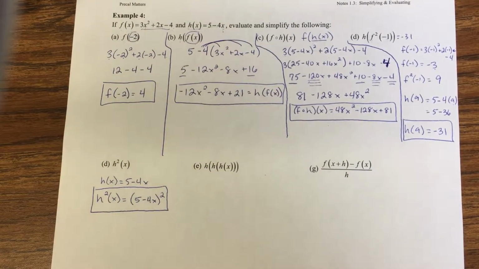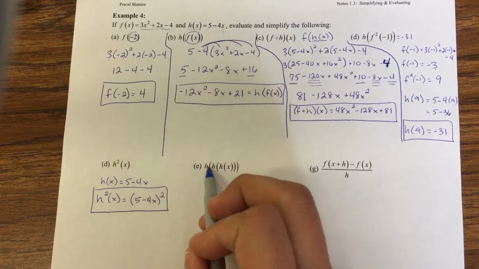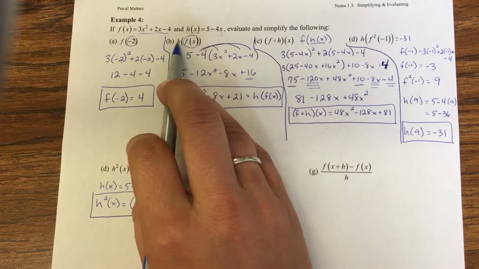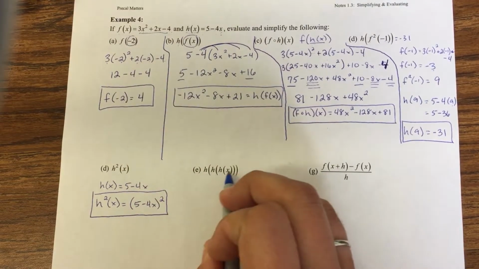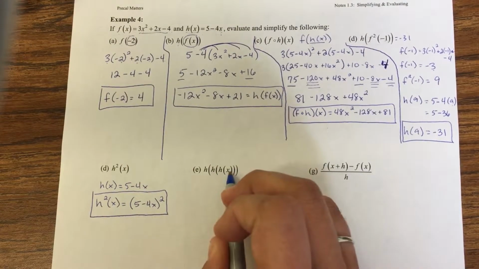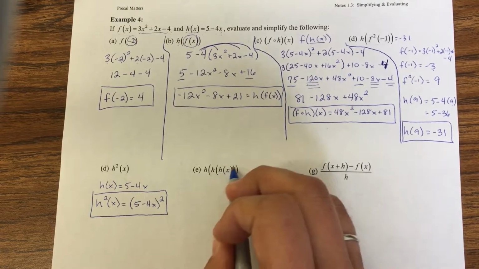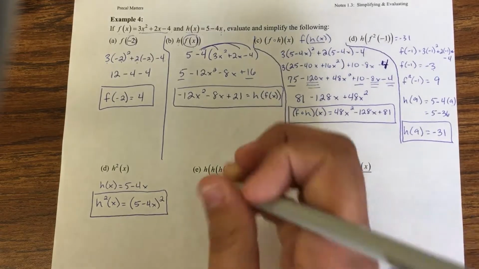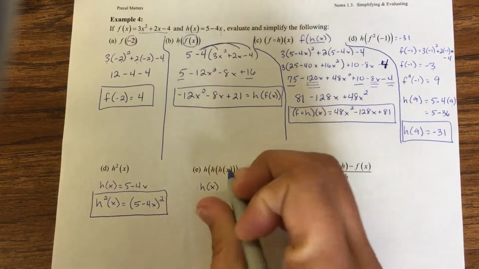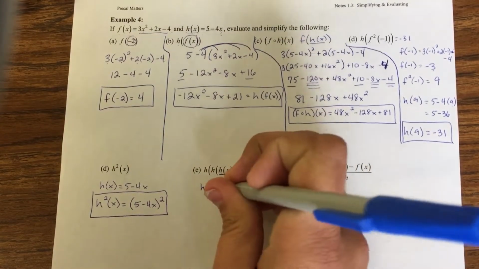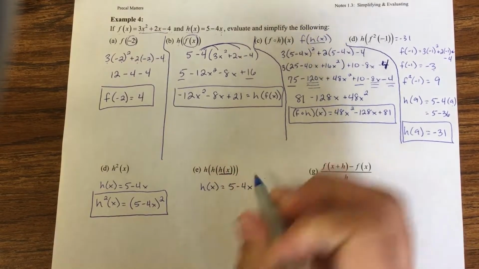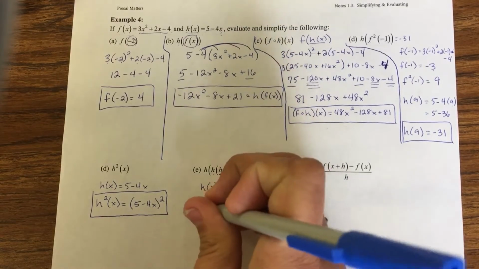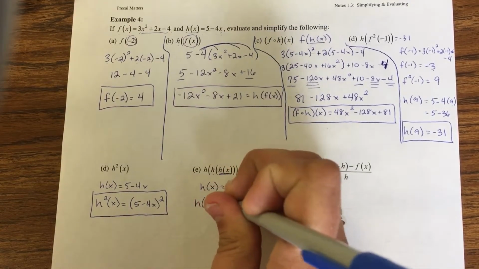Look at E. E is a little bit strange. So up here we did h of f of x, so we plugged the f function into h. In this one, if I work my way all the way in, I'm going to plug the h function into the h function, and then whatever I get, I'm going to plug that into the h function again. Okay, so let's start at the beginning. So I've got this h function right here, 5 minus 4x. And I'm going to take that h function and plug it into the h function. So h of x.